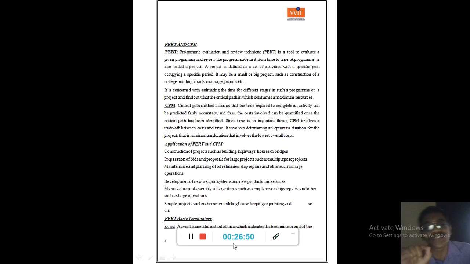CPM assumes that the time required to complete an activity can be predicted fairly accurately. This is a certain procedure. PERT is an uncertain procedure, because three time estimates are involved: optimistic time, most likely time, and pessimistic time. And in CPM, time is an important factor. CPM involves a trade-off between costs and time. The costs involved can be quantified once the critical path has been identified. It involves determining the optimum duration for the project. What is the optimum duration? It is the minimum duration that involves the lowest overall cost.